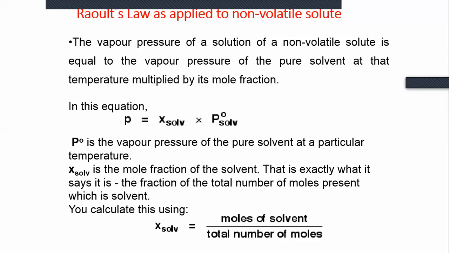Good. So again, P naught is the vapor pressure of the pure solvent at a particular temperature. X is the mole fraction of the solvent. The mole fraction of the solvent is equal to the moles of the solvent over the moles of both the solvent plus that of the non-volatile solute. So let's look at some examples.